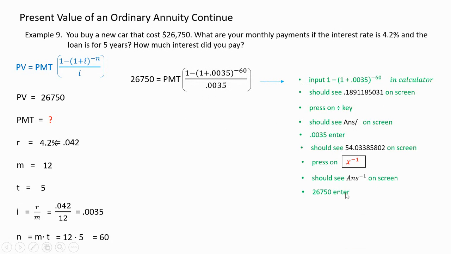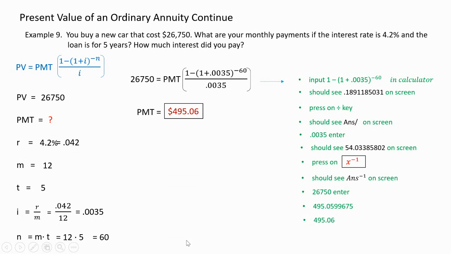Then you're going to enter the 26,750. This is what you should see on your screen. It's going to be 495.05, so it's going to be $495.06. That's how much your monthly payments are going to be.